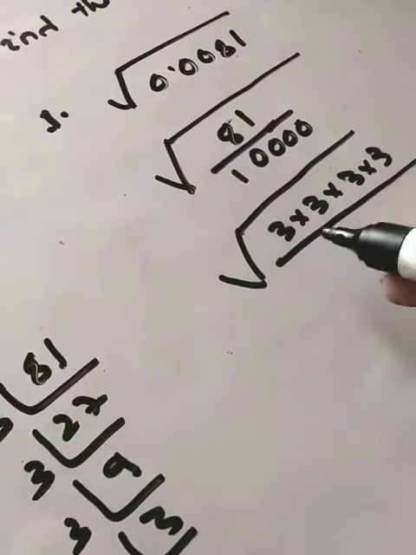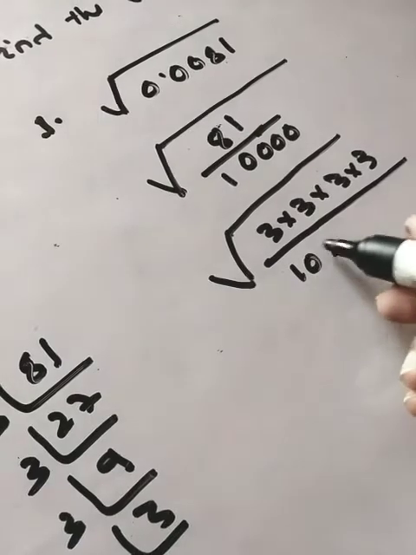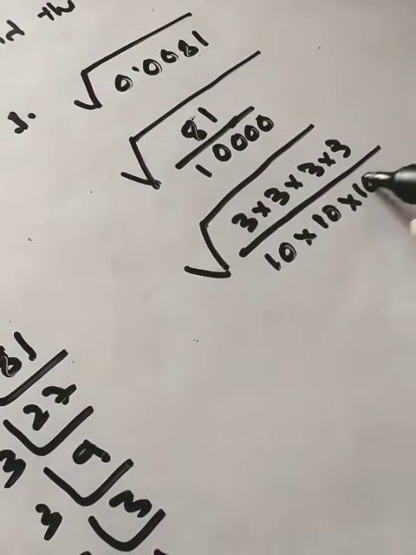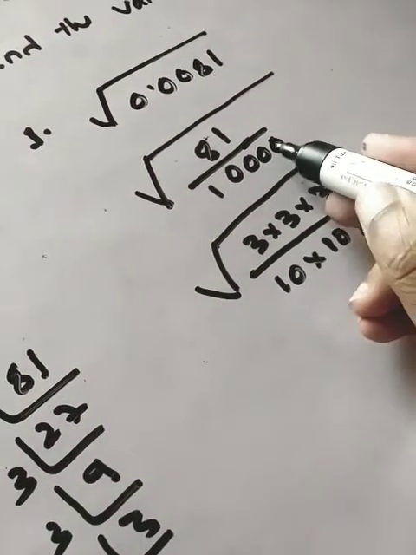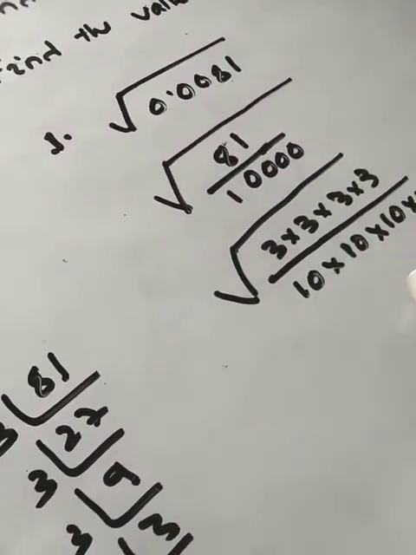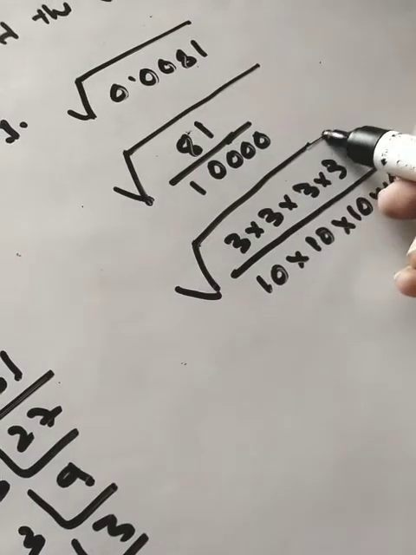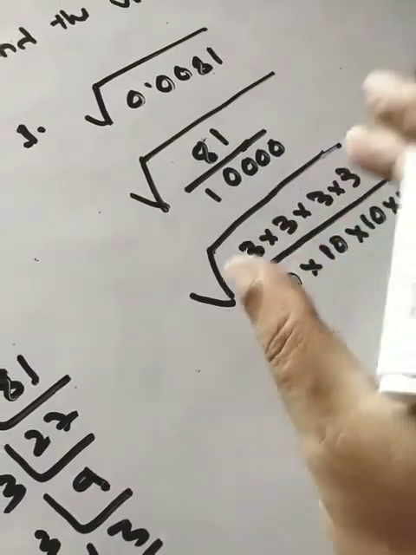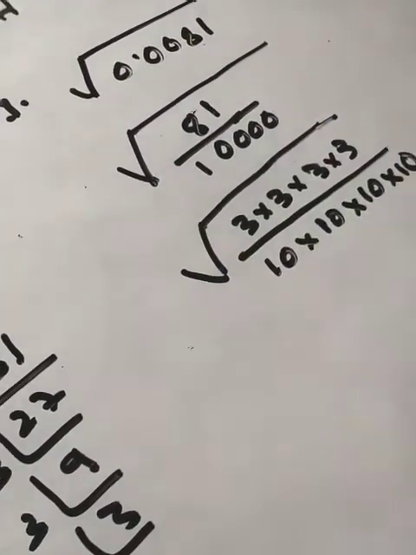So how many zeros are there? 4. So we'll write 4 tens. Suppose there are 6 zeros, then we will write 6 tens. Suppose there are 2 zeros, then we will write 2 tens. So this is how we break numbers which carry only zeros, that is, into multiples of 10.